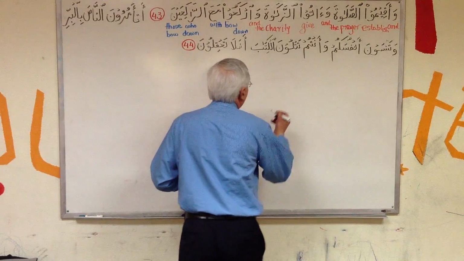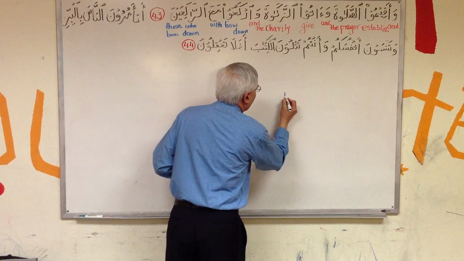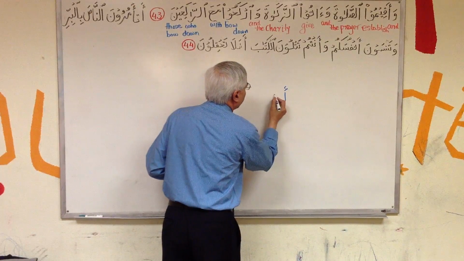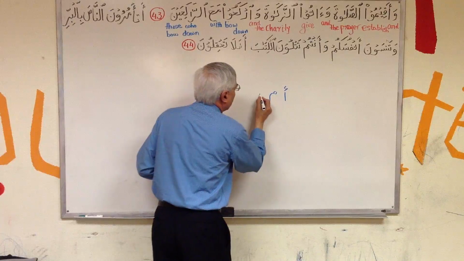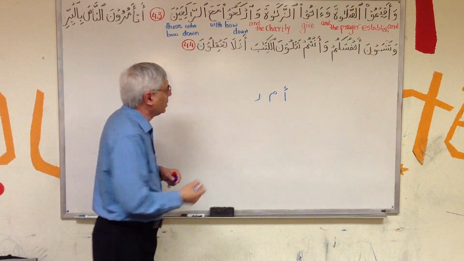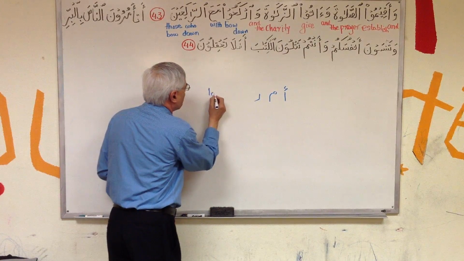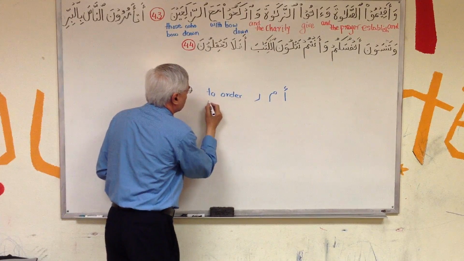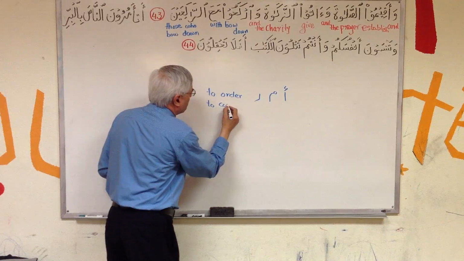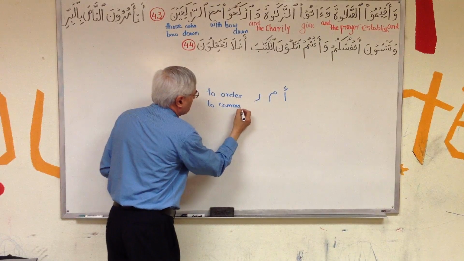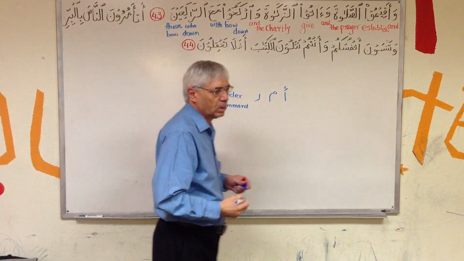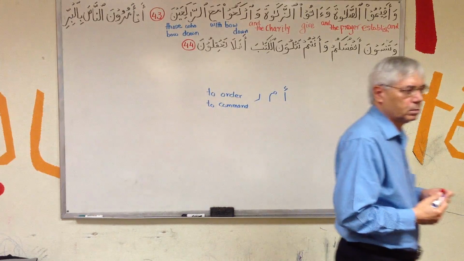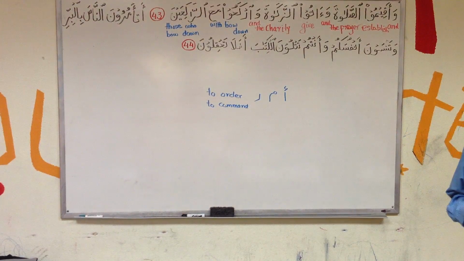So the next ayat starts with these three letters, alif with a hamza, mim and ra. These letters mean to order something, to order or to command. Okay. Amara means to order.